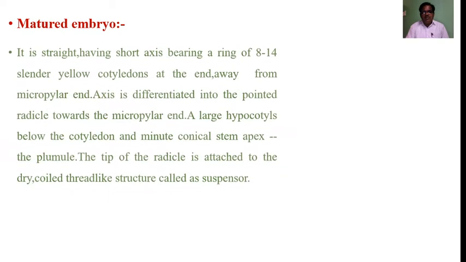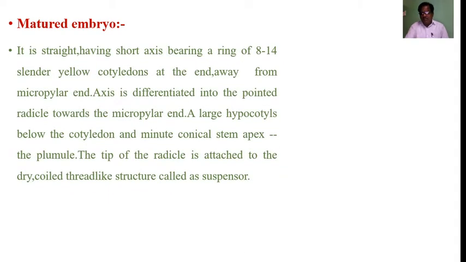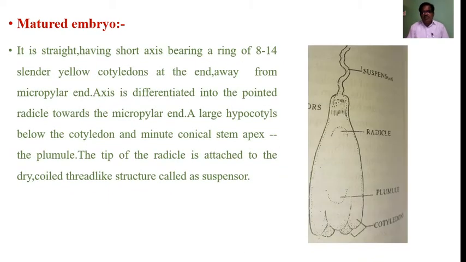Then the mature embryo is there. What is the mature embryo? The mature embryo is the content of the seed. When we observe the embryo, it is straight in position. The structure of this embryo somewhat looks like a bell. That is, it has the pointed suspensor, and the entire structure looks somewhat like a bell.